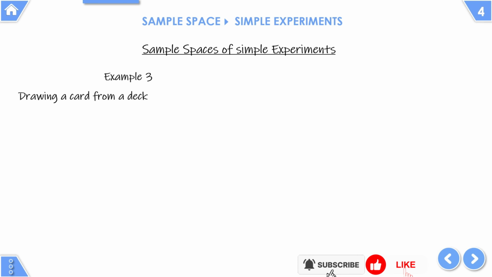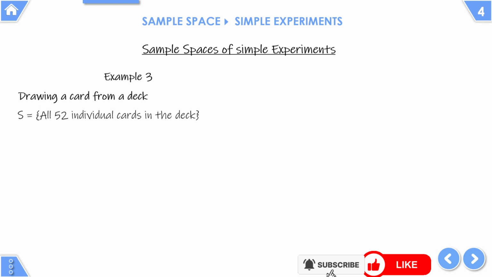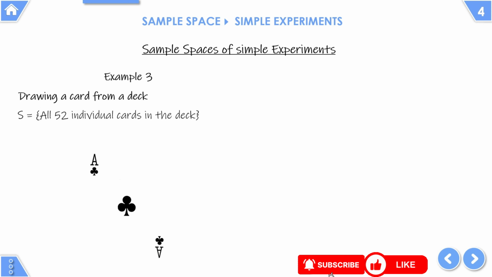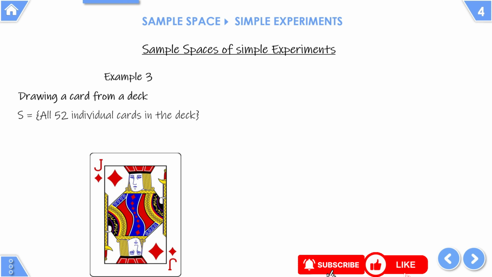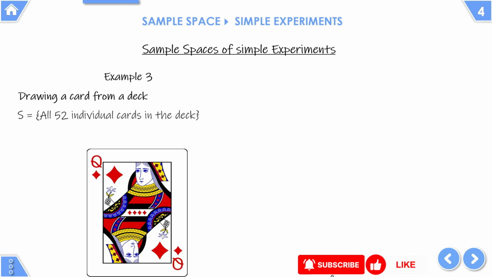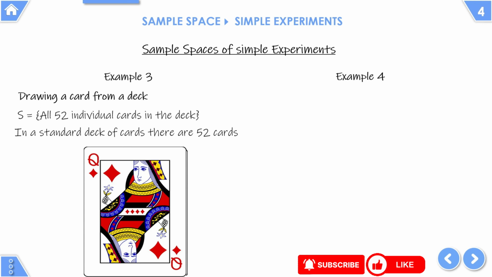We have example 3, drawing a card from a deck. In a standard deck, we have 52 cards. You are going to have 52 cards in a standard deck, with the different types of cards.